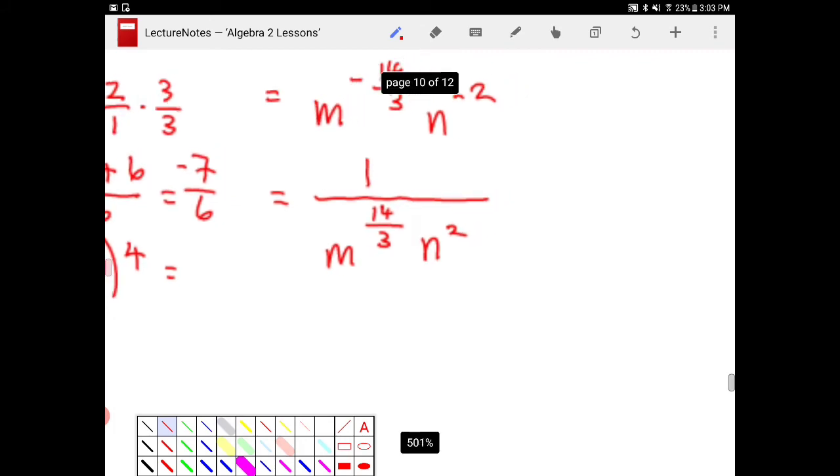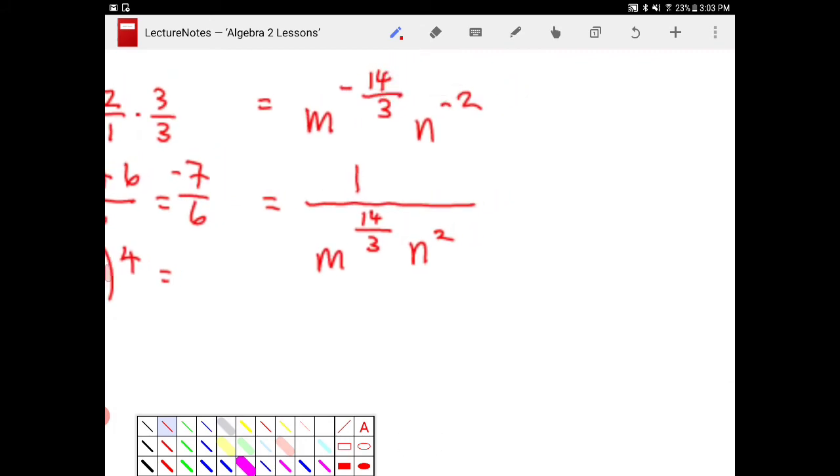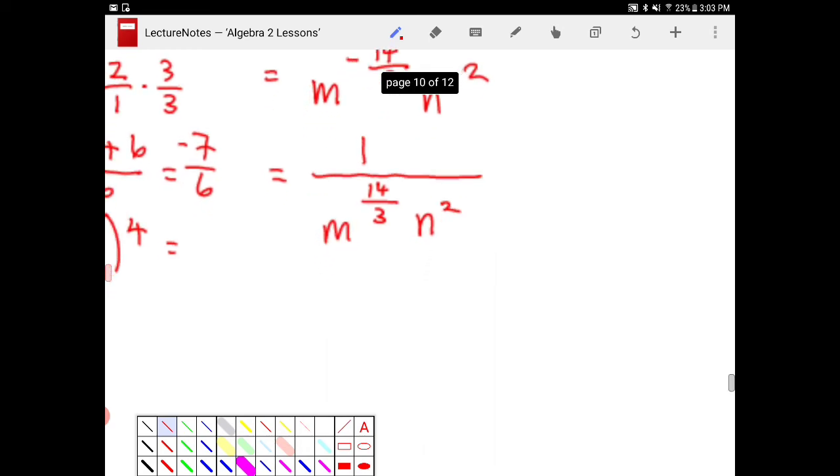We're going to have to clean this up. So the only thing that we have to quote-unquote clean up is the m to the 14 thirds, because that is the only part that has a fractional exponent in it. So we got to think about, okay, what number do we add to 14 thirds so that it will become an integer? And if you're thinking adding 1/3, you're absolutely right. So I'm going to multiply both the numerator and denominator by m to the 1/3.